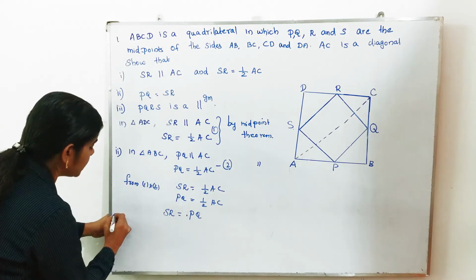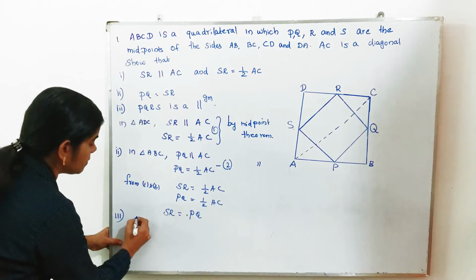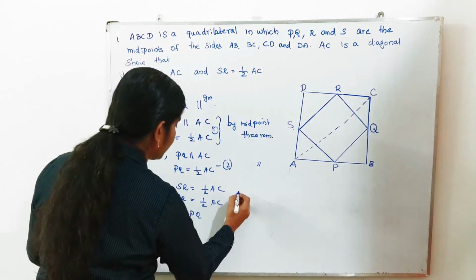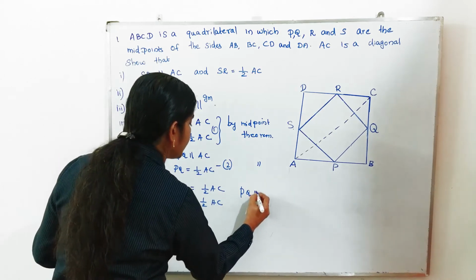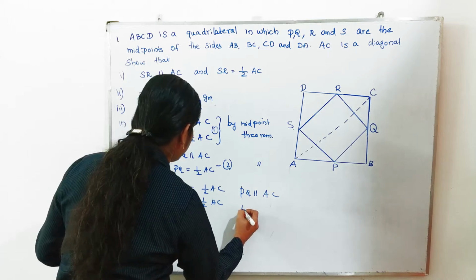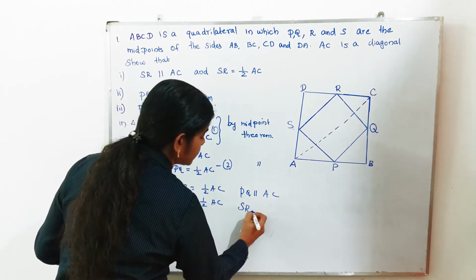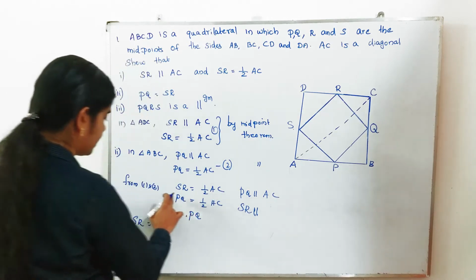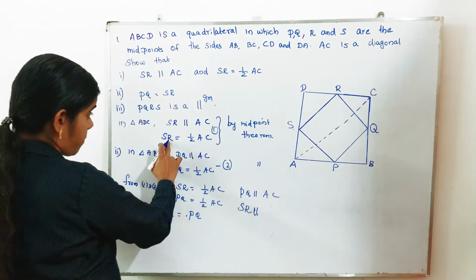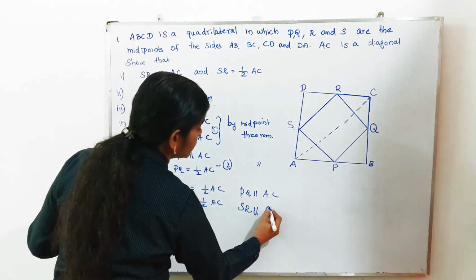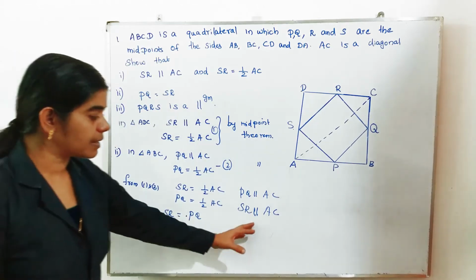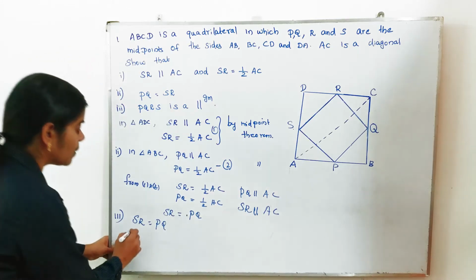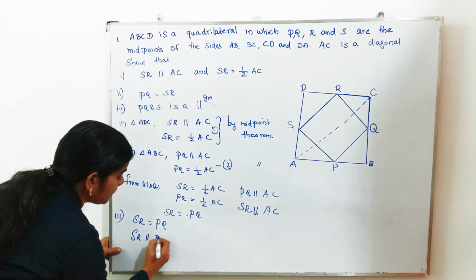Third one, what we want to prove? From the second, we already got SR equal to PQ. Then next, look: first one, PQ parallel to AC, and SR parallel to AC. PQ also parallel to AC. Both are parallel to the same line AC. From that, what can we write? PQ parallel to SR, or SR parallel to PQ.